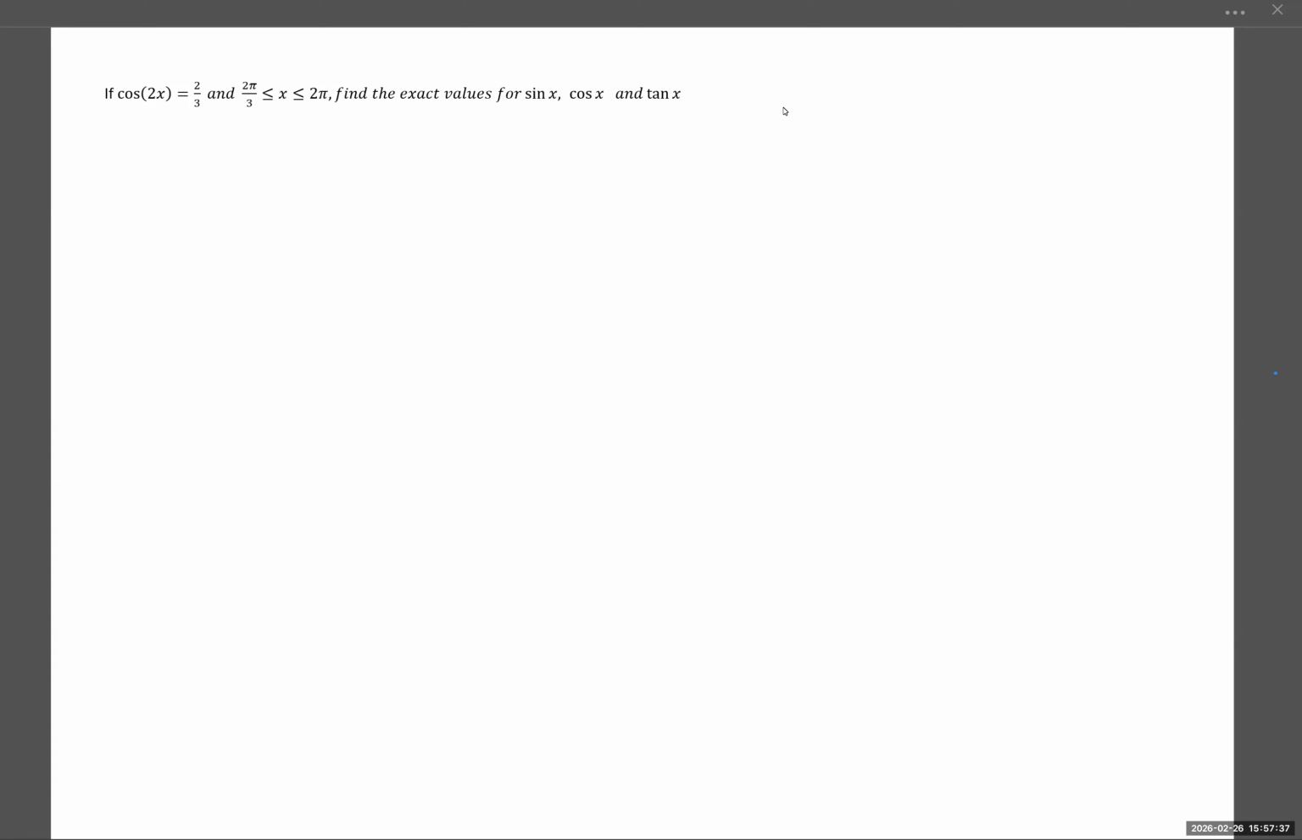In this example, we're going to see how to find the exact values for sine of x, cosine of x, and tangent of x when you're given the value for cosine of 2x and you cannot solve for the angle. So we are going to use several trigonometric identities here. I will try to put them all step by step on this page.